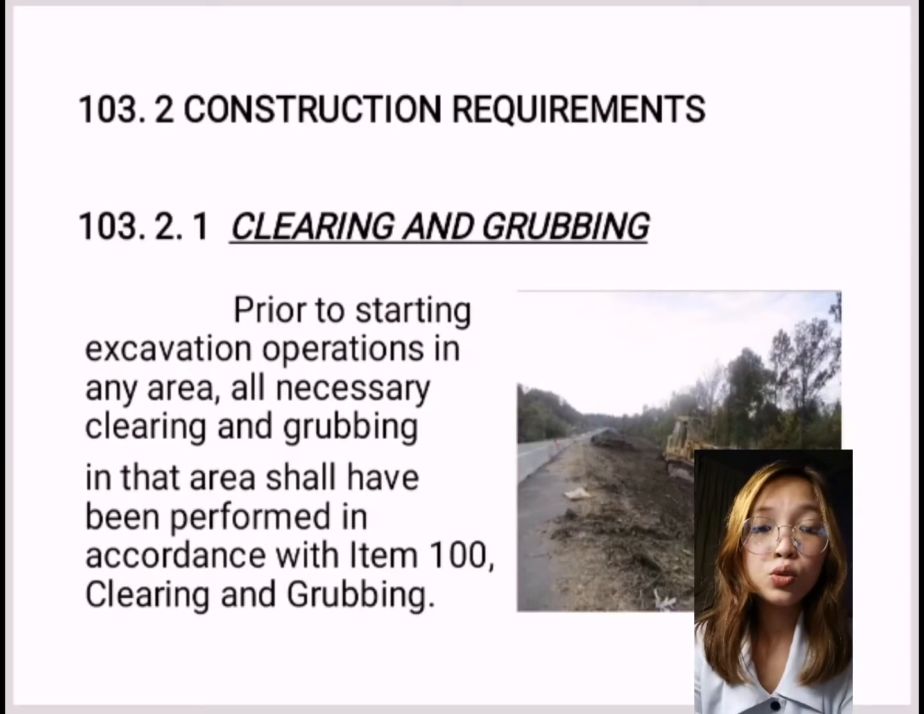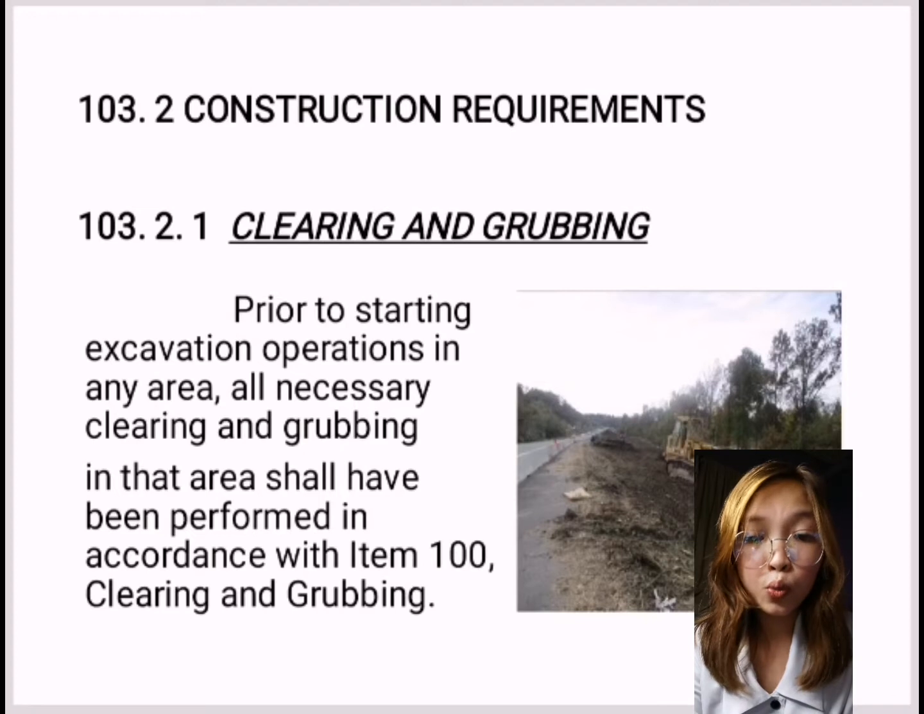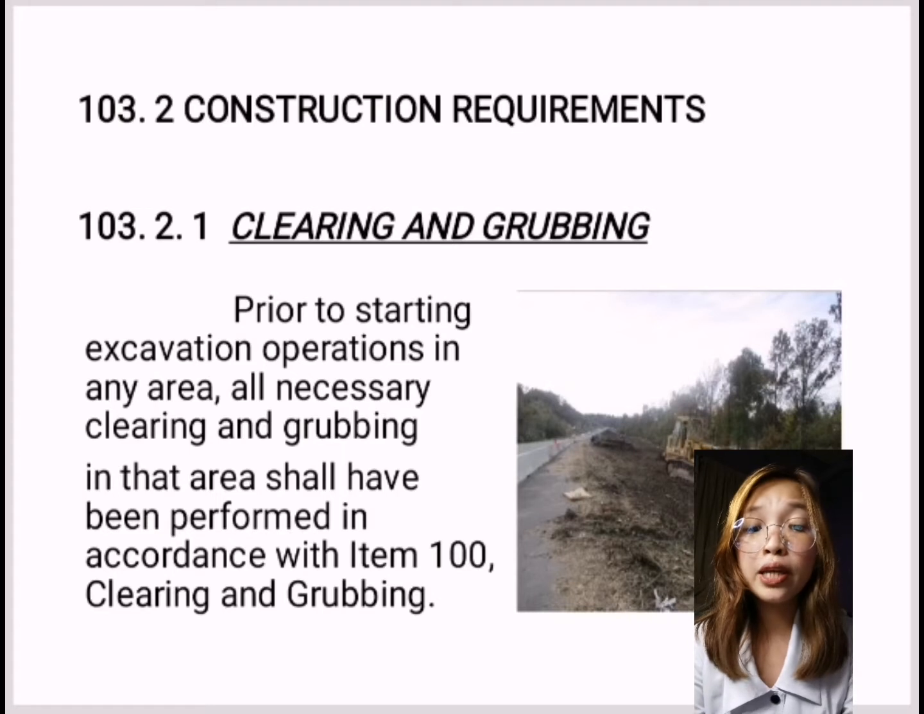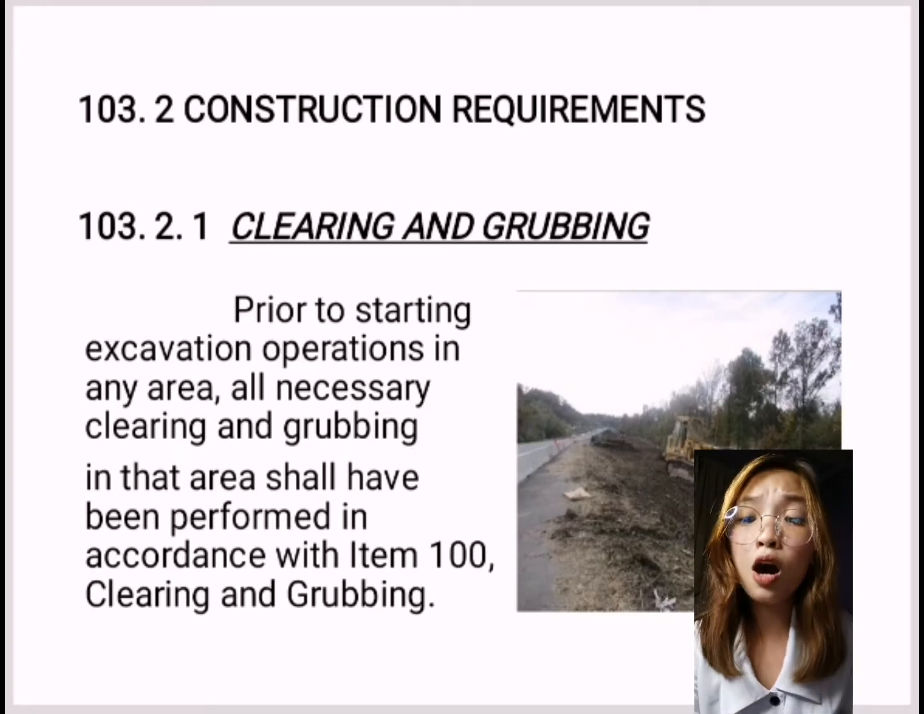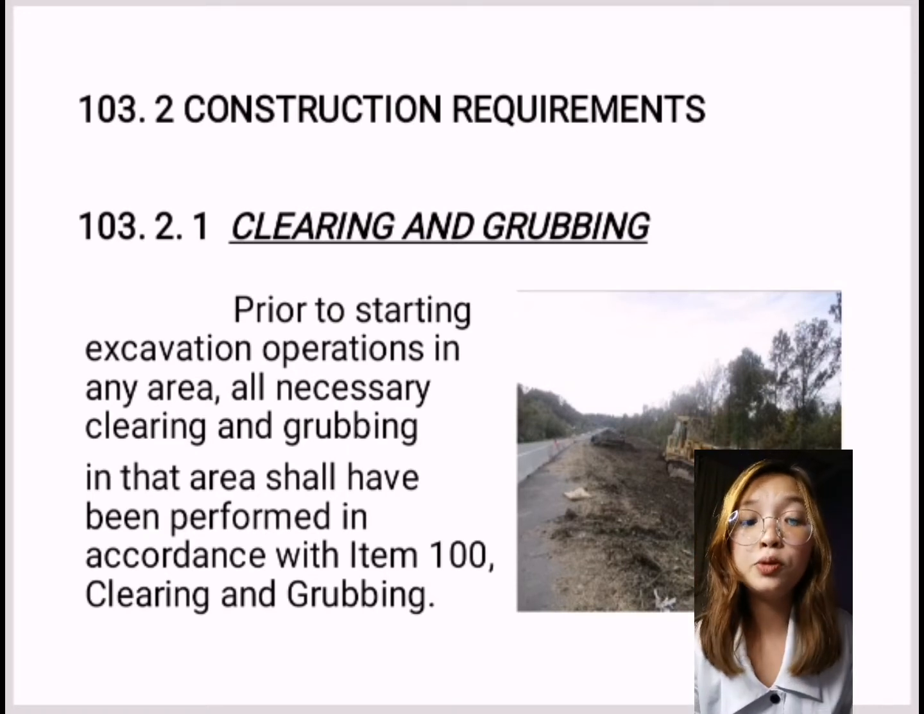So let's proceed to item 103.2, which is the construction requirements. Item 103.2.1, clearing and grubbing. Prior to starting excavation operations in any area, all necessary clearing and grubbing in that area shall have been performed in accordance with Item 100, Clearing and Grubbing. So, this means the removal of all surface objects, brush, roots, and other protruding obstructions.